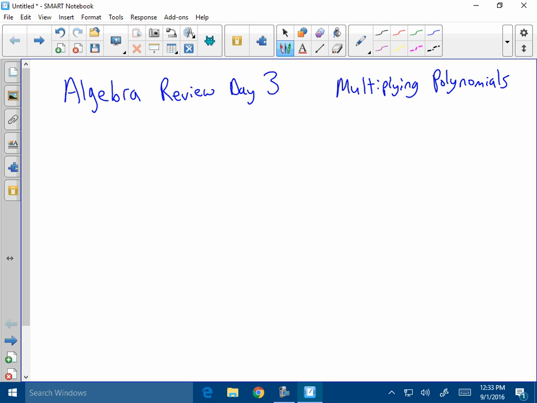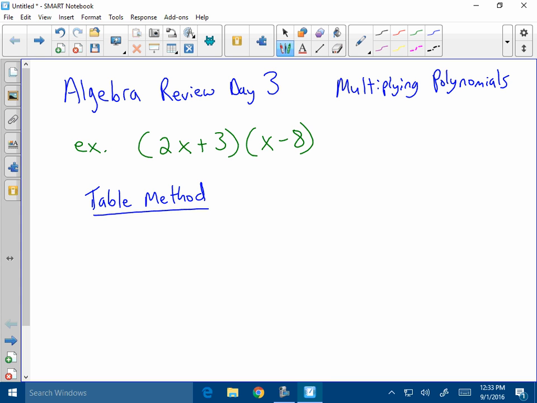So at this point, you guys know how to multiply a binomial times a binomial. Right? So for example, if I was going to multiply 2x plus 3 times x minus 8. Okay? Binomial times a binomial, two terms in each of those. So there's actually a couple strategies that we could use here. We could do what's called the table method or the box method, whatever name you know it as.